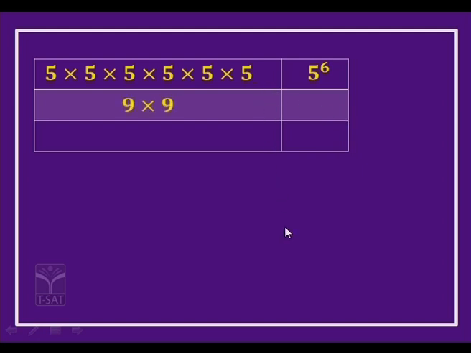Now, let us see another example, 9 into 9. So, here 9 is repeated 2 times. So, we write it as 9 raised to the power of 2. And children, this 9 raised to the power of 2 is also read as 9 squared. Okay, children, we call it squared whenever the power is 2. Now, let us take another example, 7 multiplied 3 times, we write it as 7 raised to the power of 3. Now, this 7 raised to the power of 3 is also read as 7 cubed.